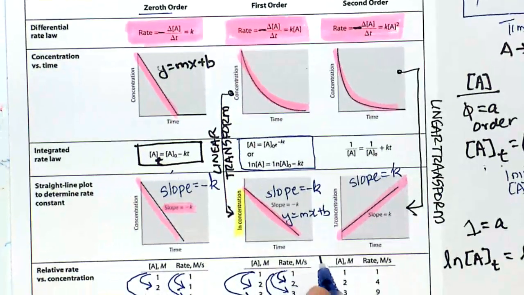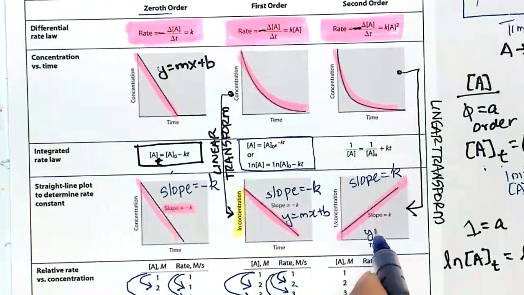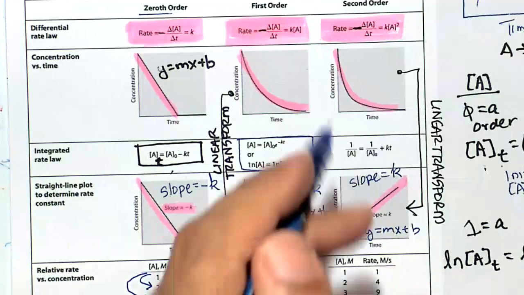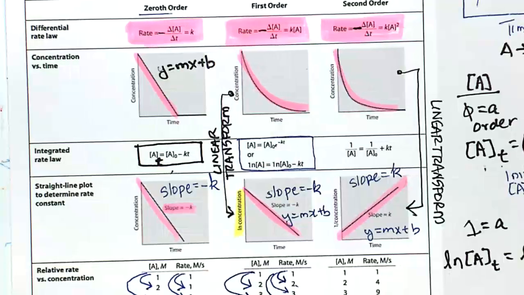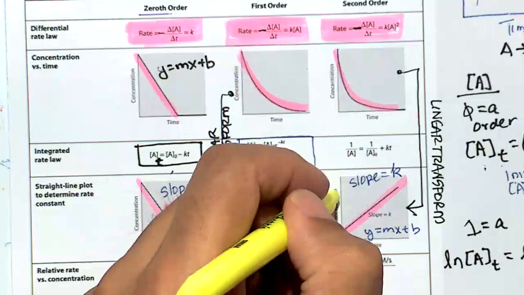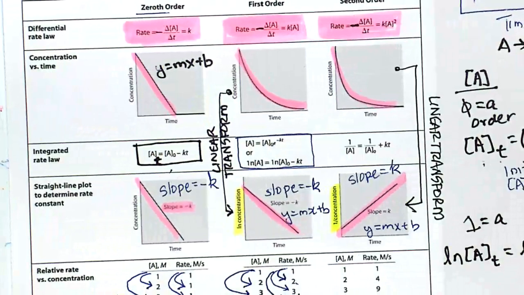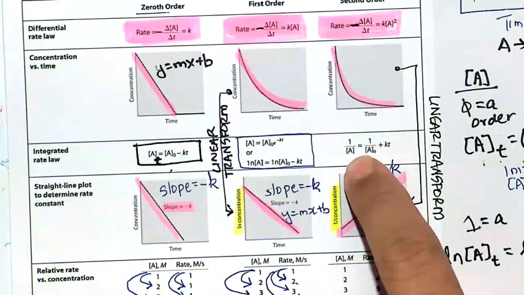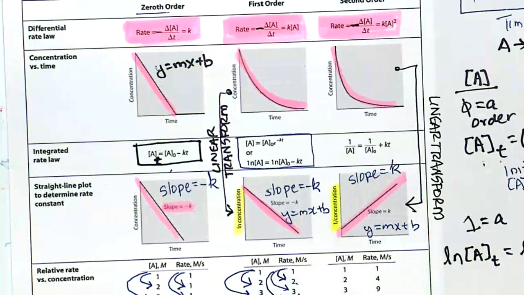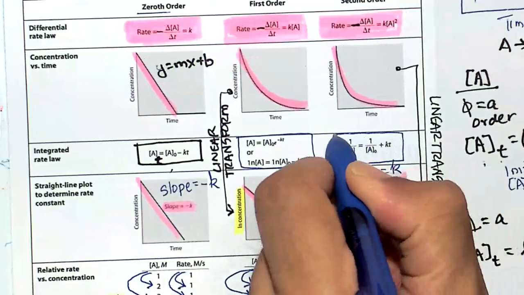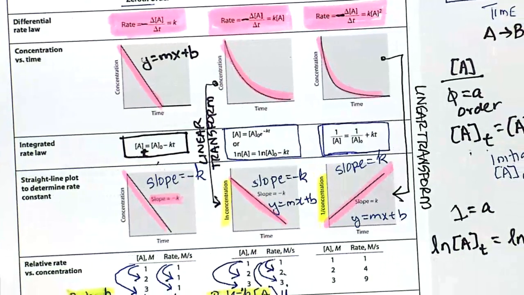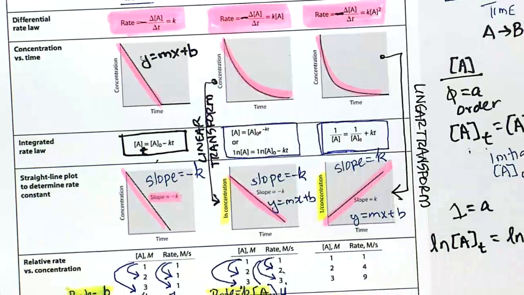But wait a minute, how do we get this to form a line? Y equals mx plus b. What do we need to do? Not concentration over time, but I think somebody said it. What do we plot? Okay, we plot 1 over concentration over time. All right, so this gives us a straight line. And this is the equation for a second order decay. All right, second order decay: 1 over A equals 1 over A naught plus KT.